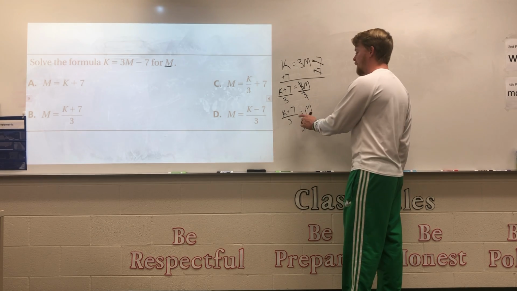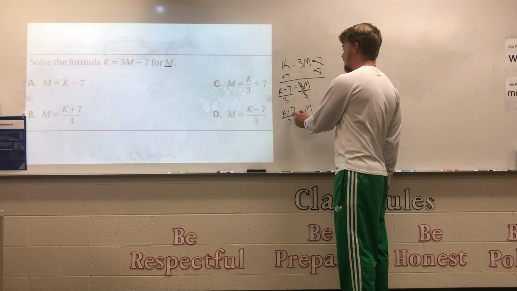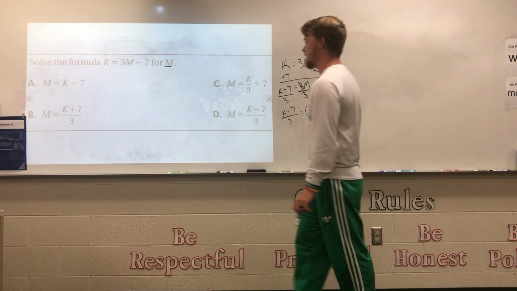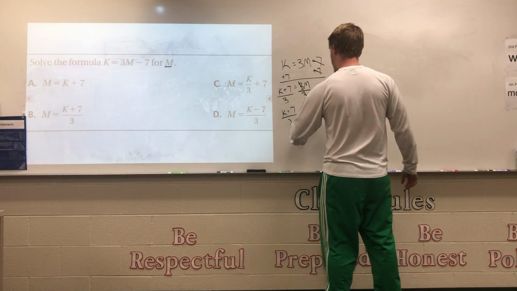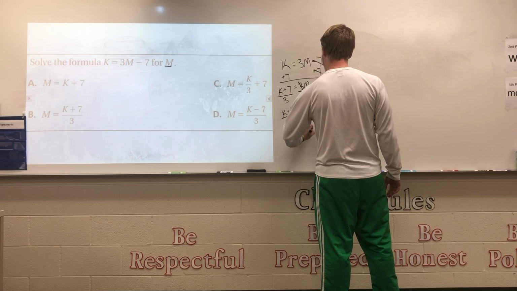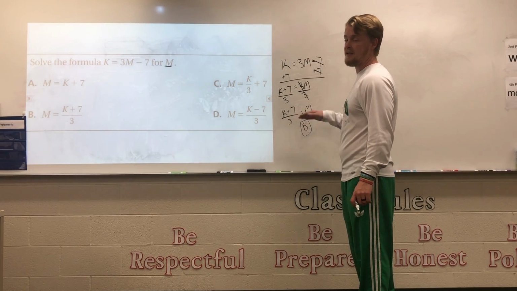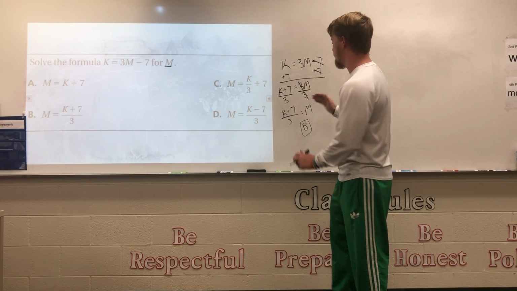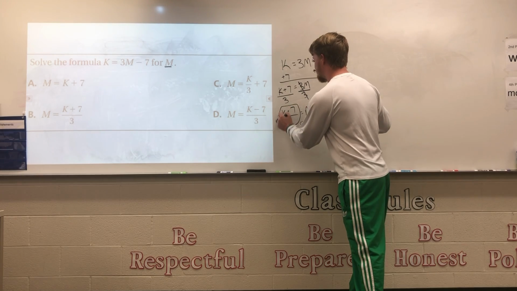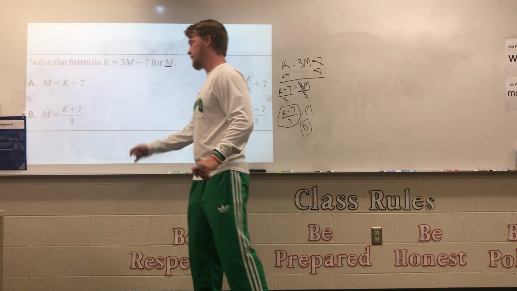Now that m's by itself, we look and see if that matches anything over there. And as you can see, this is the same as B. So our answer would be choice B. Just make sure you understand, just because these are on opposite sides doesn't make it wrong. That m was on the left side, this m's on the right side, it's fine. The main thing you want to focus on is k plus 7 all over 3. We have k plus 7 all over 3.